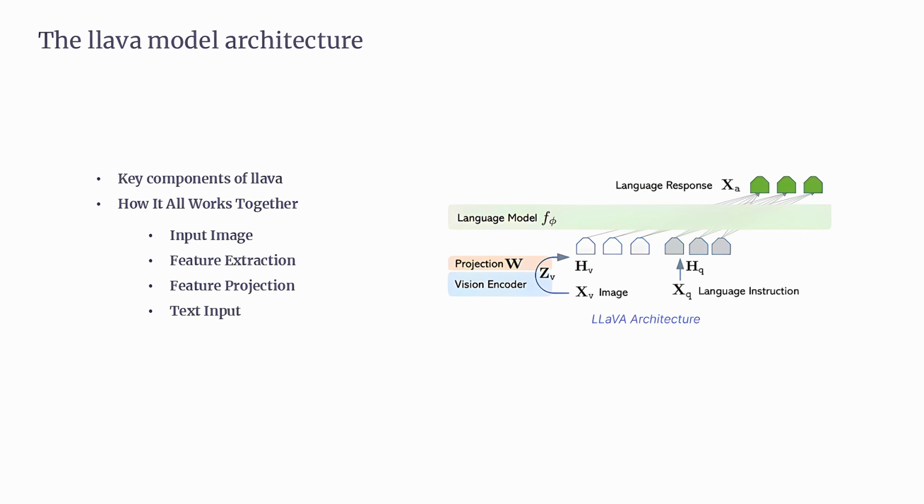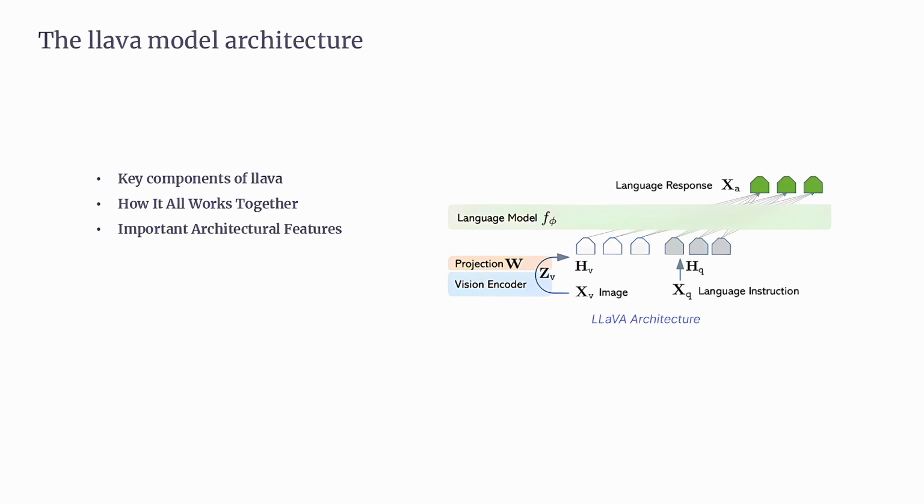4. Text input. Alongside the image, a text query or instruction is provided to the system. 5. Processing by the language model. The language model processes both the visual features, now in the correct format, and the text input. 6. Response generation. Finally, the language model generates a response that integrates both the image and text information.